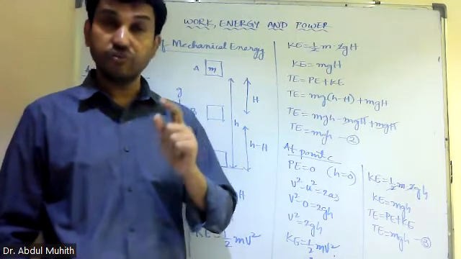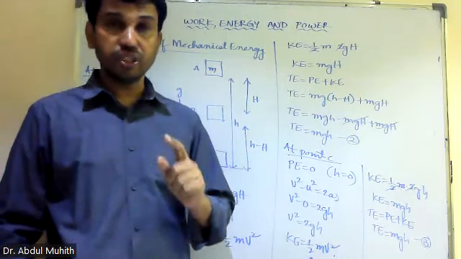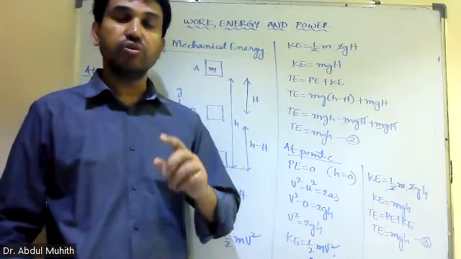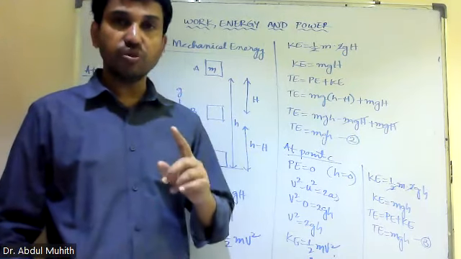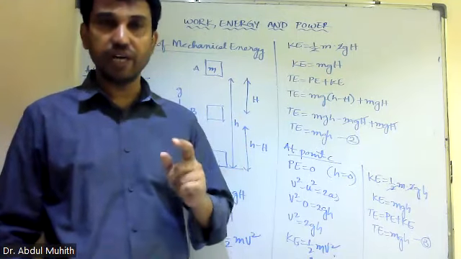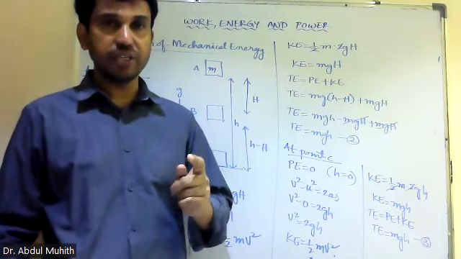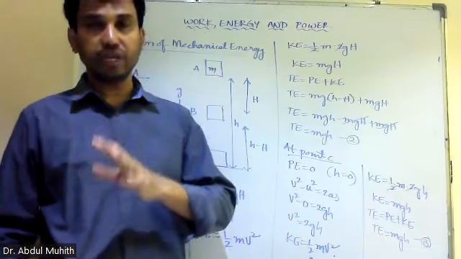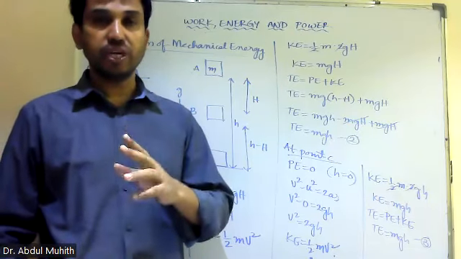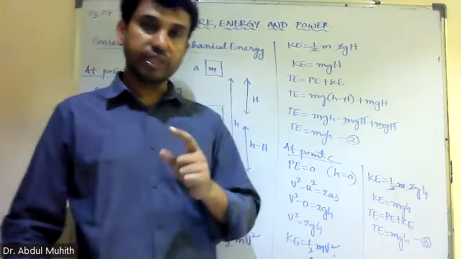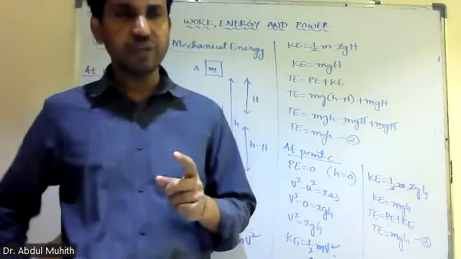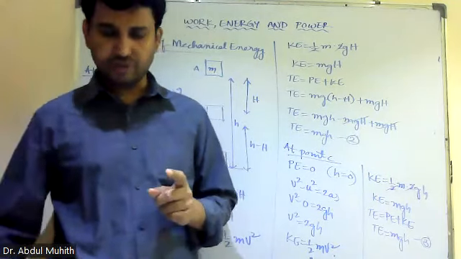Now, according to the work energy theorem, what does it say? The change in kinetic energy equals work done. Kf minus Ki, where Kf means final kinetic energy and Ki means initial kinetic energy. Kf minus Ki is equal to work done. Next one.